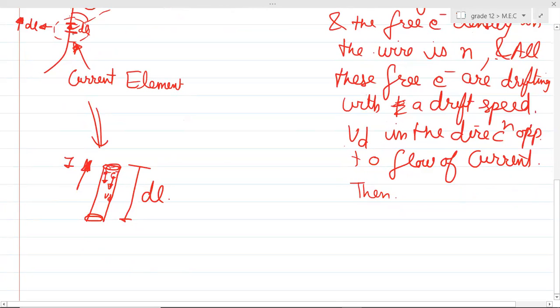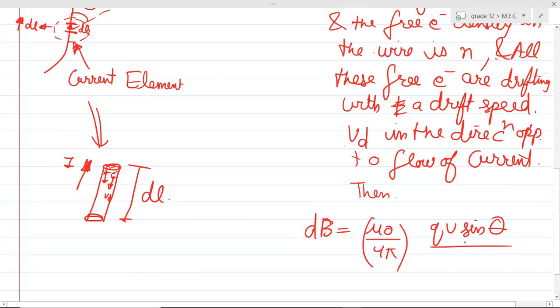This is the current element. I am talking about the zoomed out version of this. So basically, can you see some charge is flowing through this particular thing? Do you remember that in the last class we discussed the magnetic field due to the flow of charge: mu naught by 4 pi into q v sine theta divided by r square.